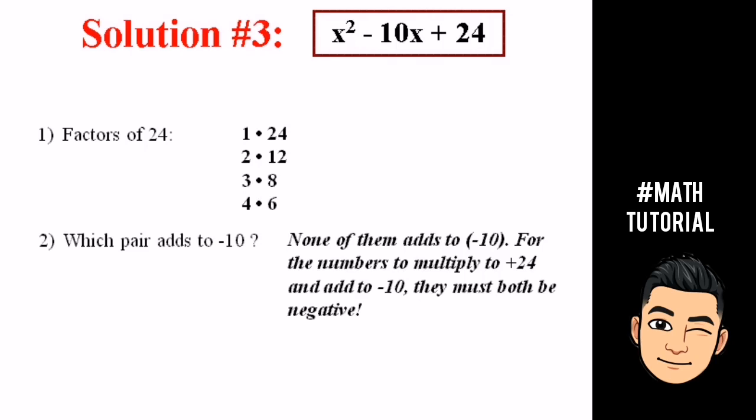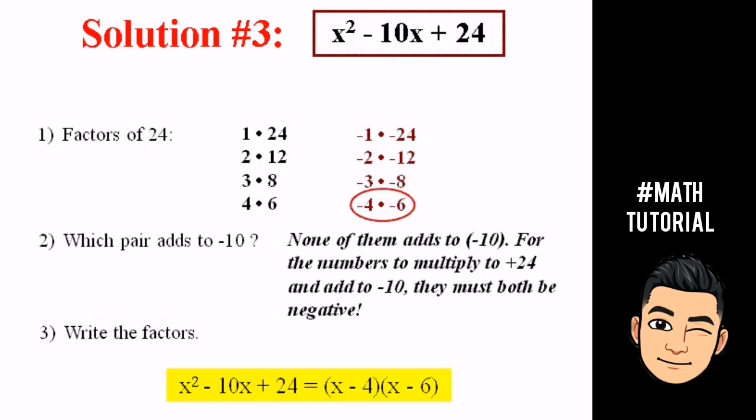So, hindi tayo makakuha dito ng negative middle term kasi parehas positive yung factors. So, what we are going to do is to make the two factors negative. So, that is negative 1 and negative 24, negative 2 and negative 12, negative 3 and negative 8, negative 4 and negative 6 para tayo makakuha ng negative na middle term. At ang factors na yon ay negative 4 and negative 6. So therefore, write the factors as x minus 4 and x minus 6.